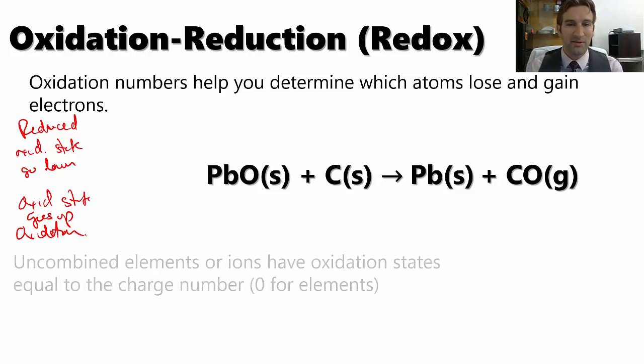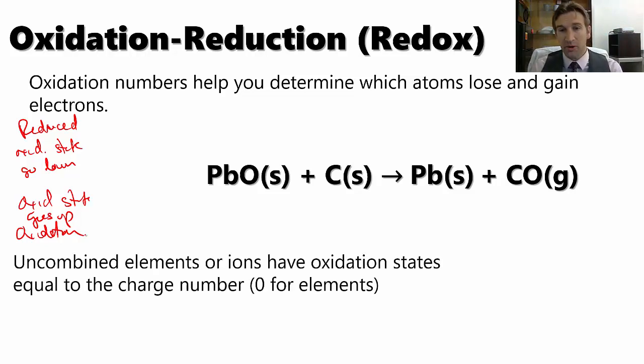But let's make it visual. Let's see what's going on. First, we can assign oxidation numbers to any uncombined elements or ions. Uncombined elements always get a 0. Ions will get their charge. So, carbon, we have a 0.